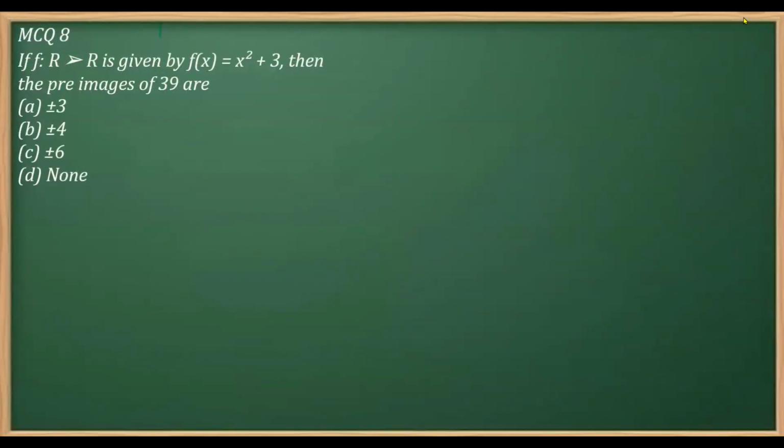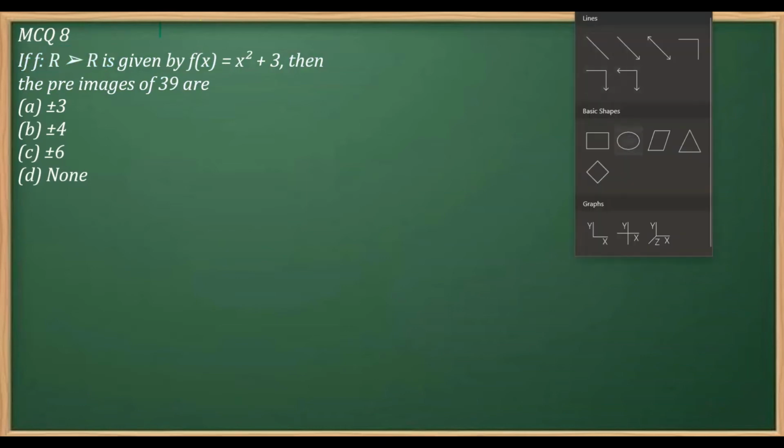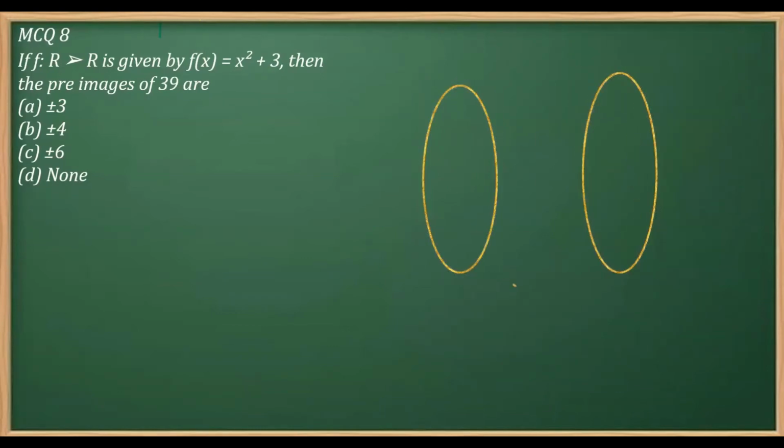The next question says f from R to R, R stands for the real numbers, given by f(x) is equal to x square plus 3, then the pre-image of 39. So what is a pre-image? Let me give you a small idea. Let's say I make a few elements here, and these are some elements in the second set. When we make an arrow diagram, assume this being the image of this element.